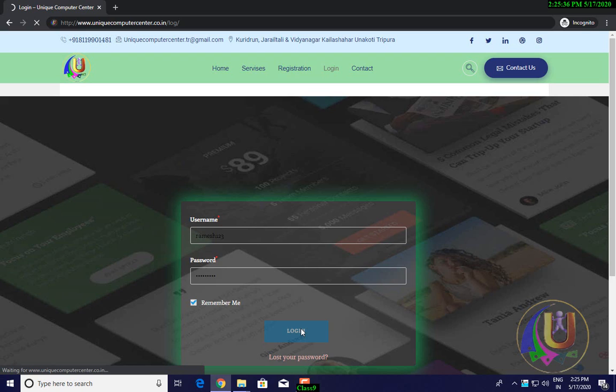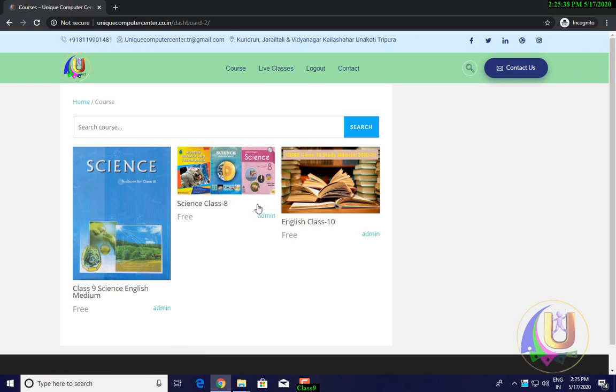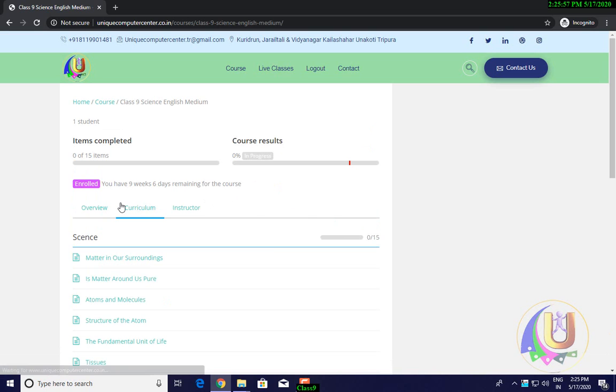First we have to log in, then select the courses and click on them. Then go to the choice of the subject. Here the subjects are given, and according to your choice you have to click here. Then click on the chapters, which you can see on the monitor.